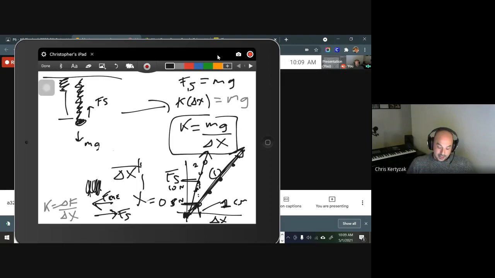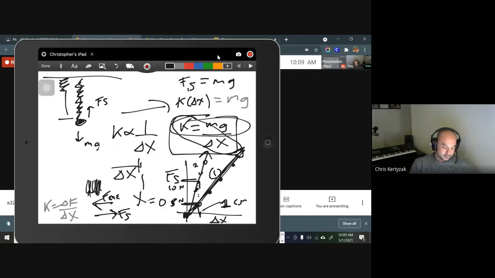And recognize there's an inverse proportion between delta x and k. So springs that have small compressions when you push them with a certain force have large k, or the opposite. When you apply the same amount of force, if it creates a large change in its length, delta x, that means k is actually small. It's a weak spring, right? And k is also proportional to mg.